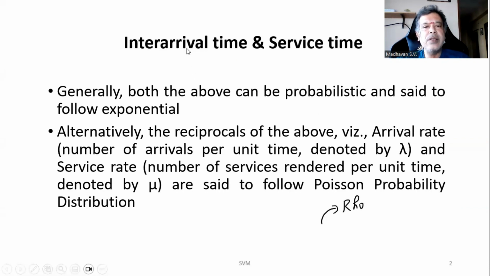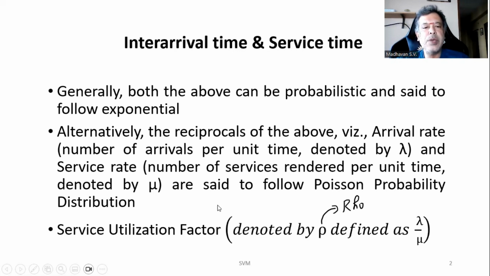Alternatively, the reciprocal of these two: the reciprocal of inter-arrival time is considered to be the arrival rate, that is the number of arrivals per unit time, denoted by lambda, and the service rate will be the reciprocal of service time, denoted by mu, that is the number of services rendered per unit time, or said to follow the Poisson probability distribution. The service utilization factor can be evaluated as lambda divided by mu, meaning arrival rate divided by service rate, and that is denoted by the symbol rho.